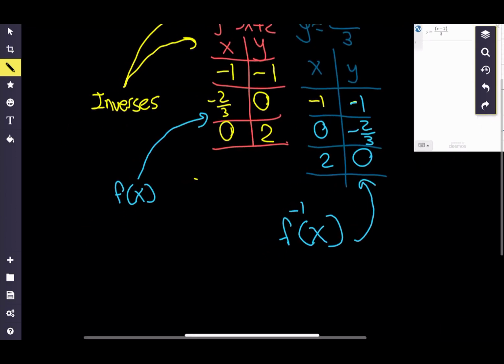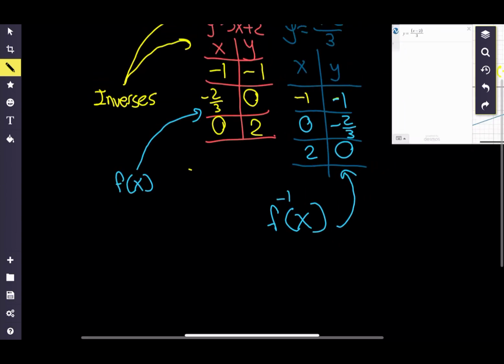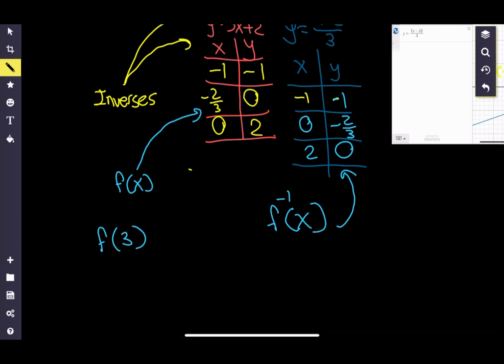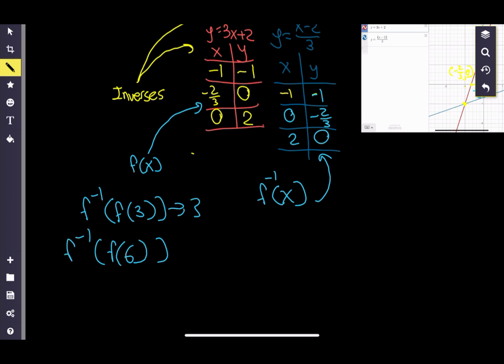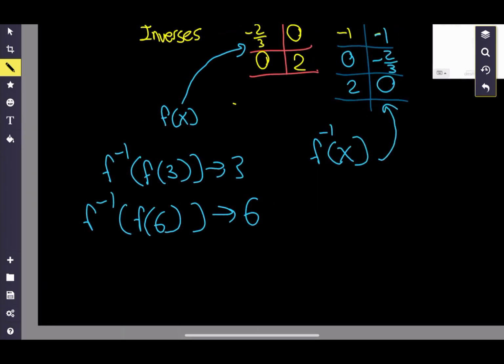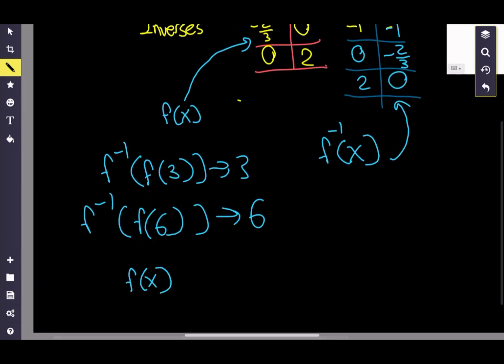And one cool thing about inverses of functions is that if you have, let's say, f of 3, and you take the inverse of f of 3, you're going to get back 3. If you have, let's say, f of 6, and you take the inverse of f of 6, that's going to land you on 6. So whenever you have f of x and you take the inverse of f of x, you always get back the thing inside the parentheses, in this case, our x value.